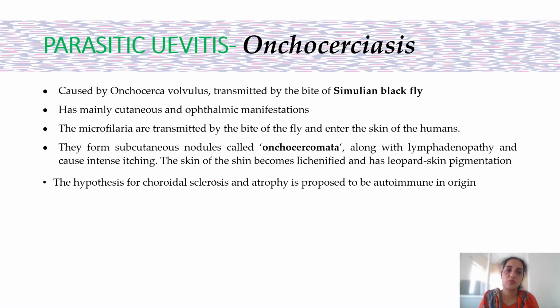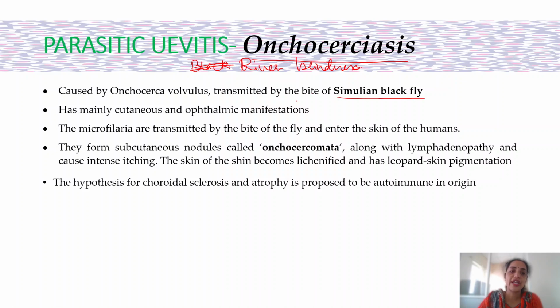Moving on to parasitic uveitis, we'll study about onchocerciasis. Again, not seen in India, not one case seen by me, but it is common in Africa and it's usually referred to as river blindness, and it is transmitted by the bite of the simian black fly.